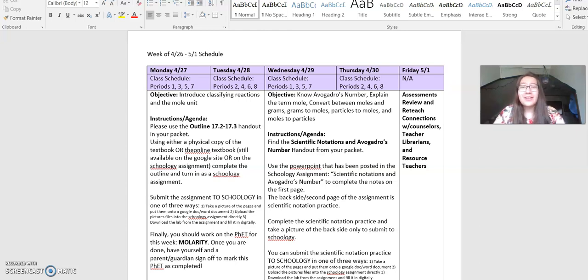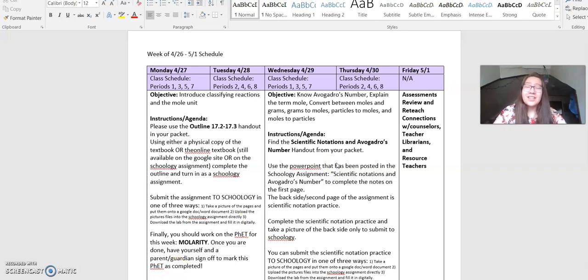So today we're going to start really getting into our classifying reactions in the mole unit as we start to introduce scientific notation and perhaps one of the most important numbers in chemistry, the mole, which is also known as Avogadro's number. Sounds a little bit like avocado, which I think is a little funny.